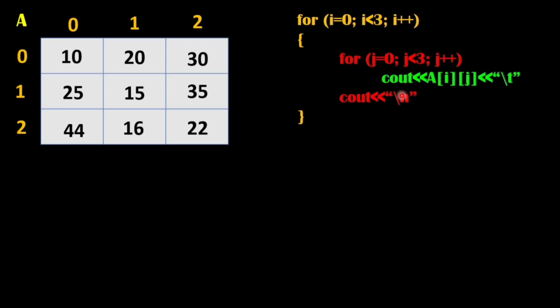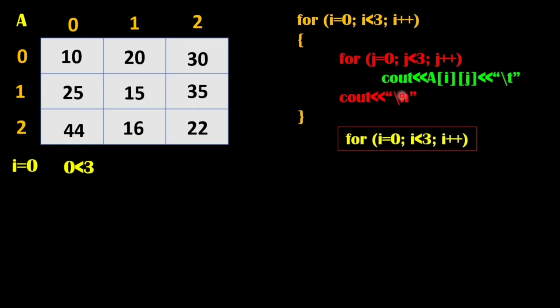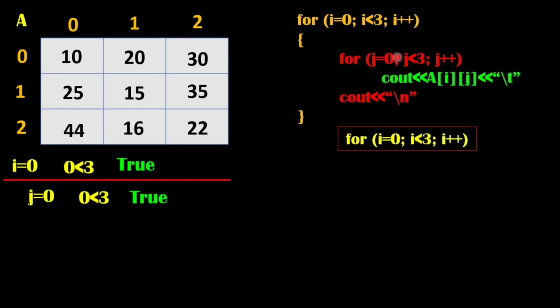Now let's trace the first for loop. i is equal to 0, i less than 3, i plus plus. So i is equal to 0, 0 is less than 3, that is true. So it will enter the first for loop. Inside the first for loop we have another for loop. What is that? j is equal to 0, j less than 3. So 0 less than 3, that is true. Since it is true, it will enter the second for loop.